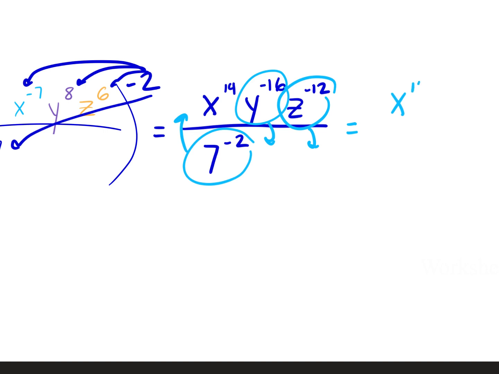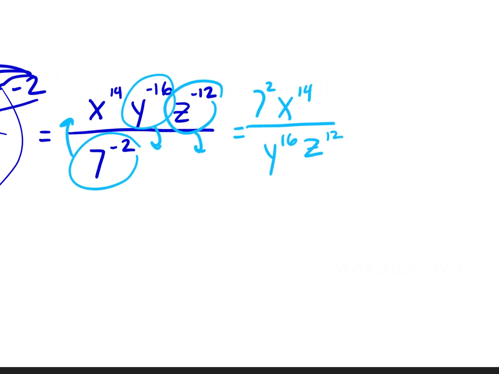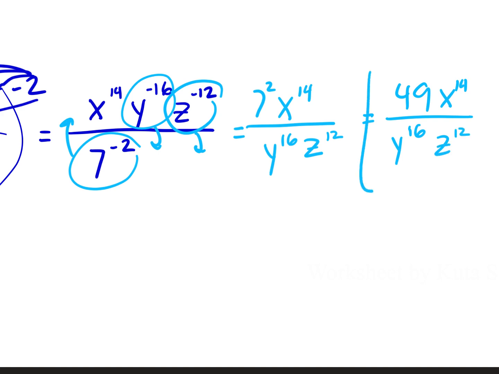So x to the 14th power stays on top. We also have 7 to the 2nd power on top now. Y to the 16th power on the bottom, and z to the 12th power on the bottom. Now we can evaluate 7 squared, which is what? 49. So 49x to the 14th power over 16, y to the 16th power, z to the 12th power. That would be our final answer.